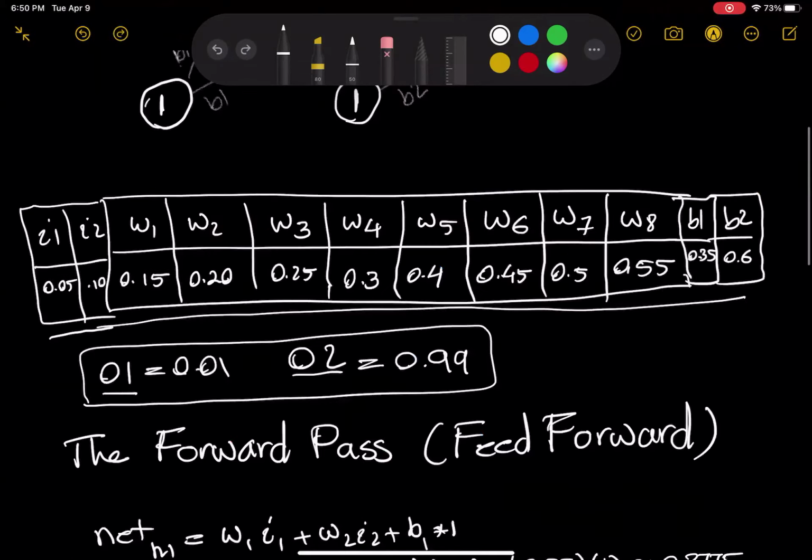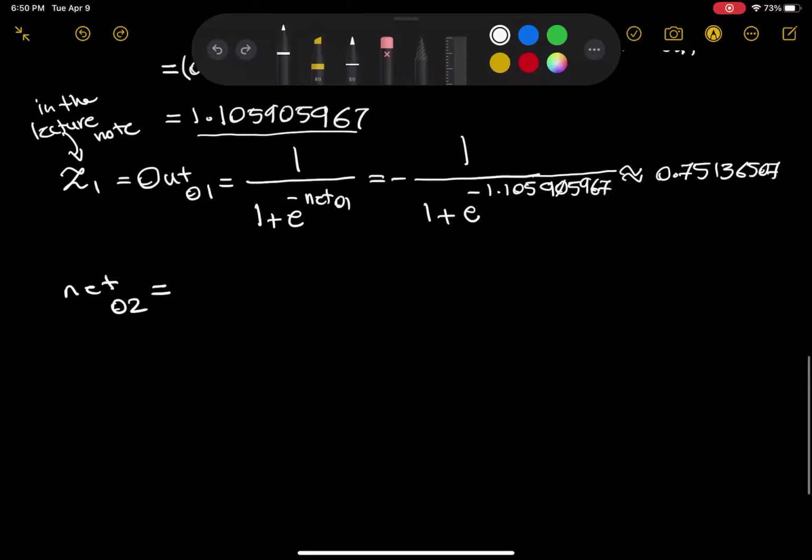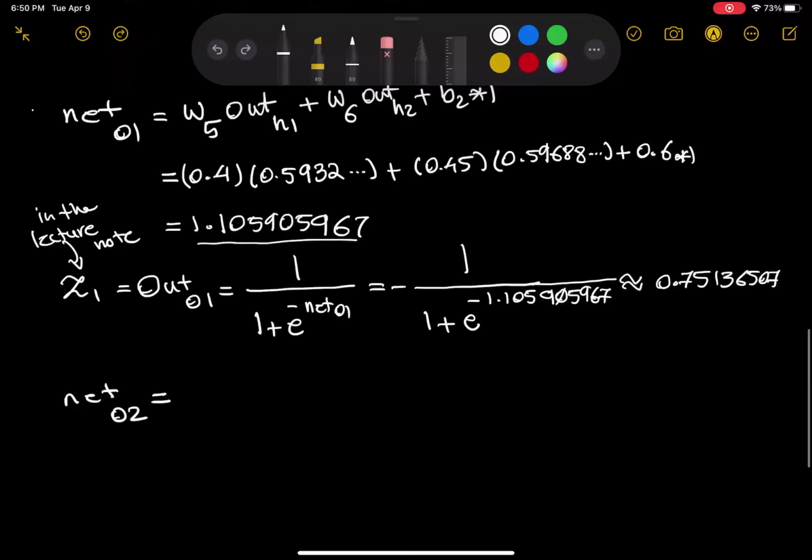All right, let's see, I have to open the picture in front of me. What I have here is W7 multiplied by out of H1, plus W8 multiplied by out of H2, plus B2 multiplied by 1.